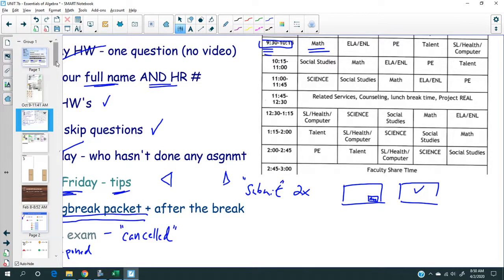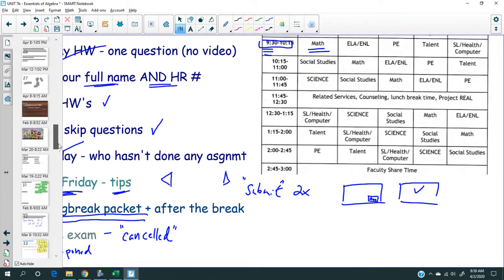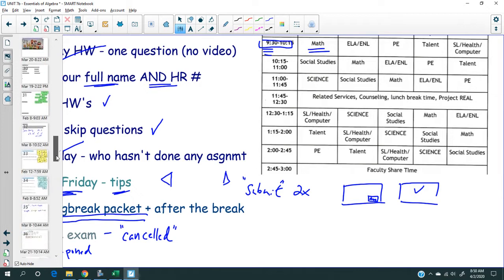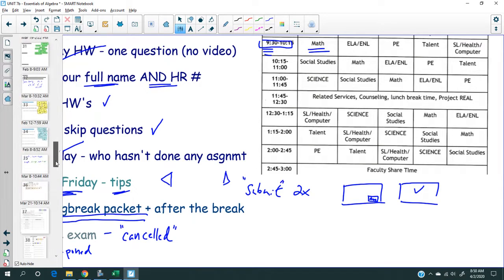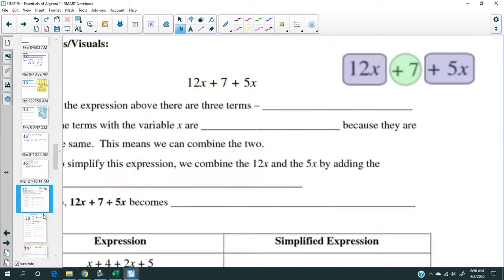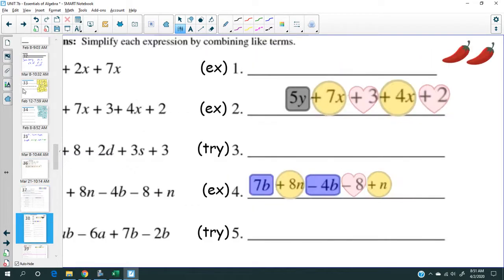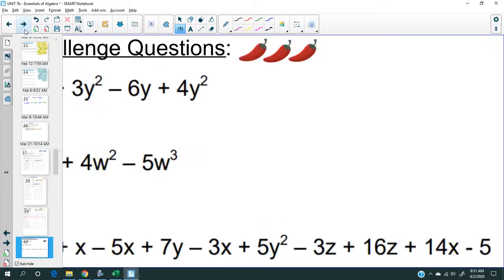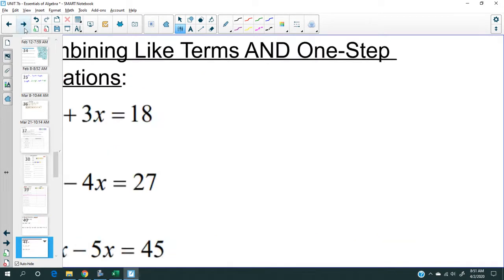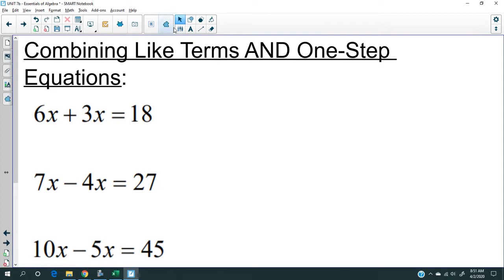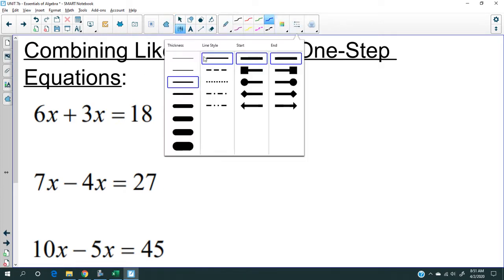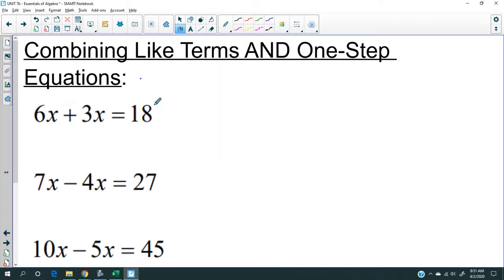Okay, let's go to today's lesson. There's no Khan Academy video or any video to watch. I just really want to practice with you. Here's what we've done so far. We did that yesterday. Today I would like you to write this down first: combining like terms and one-step equations. Press pause and copy this real quick.